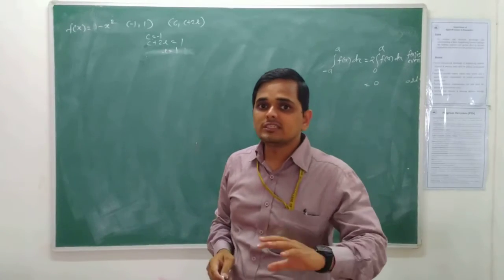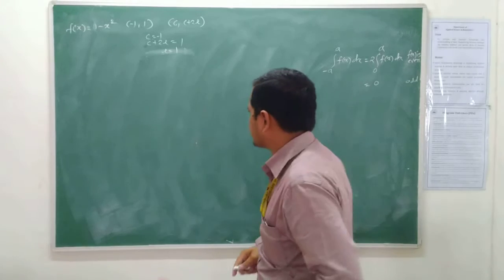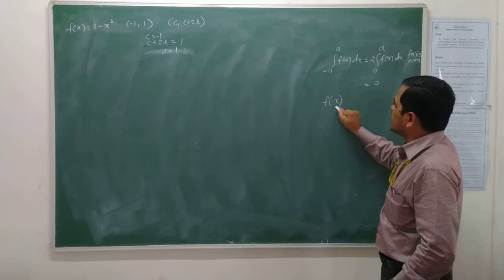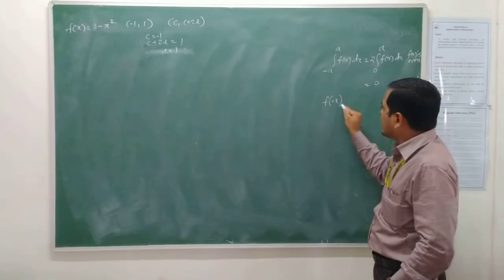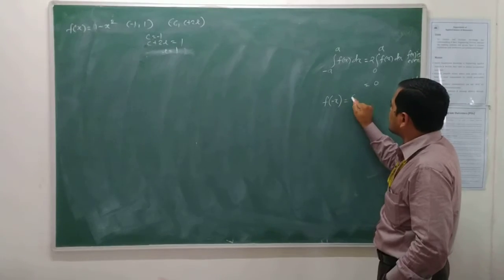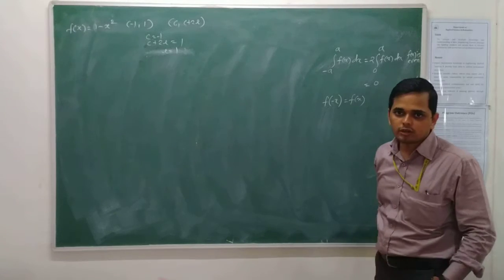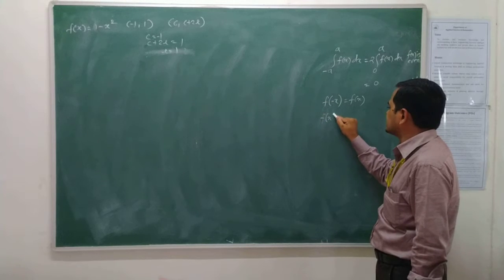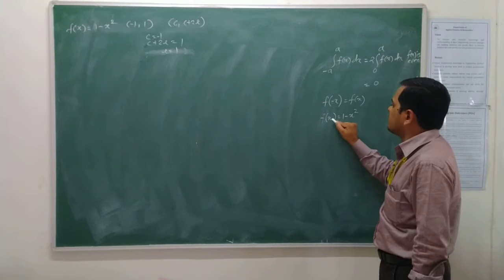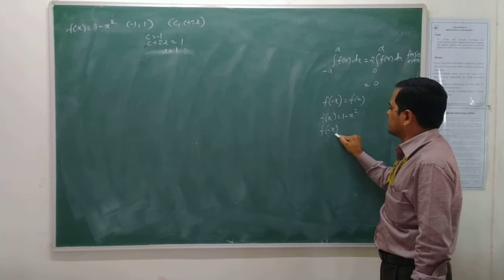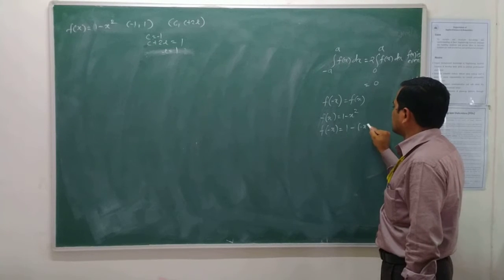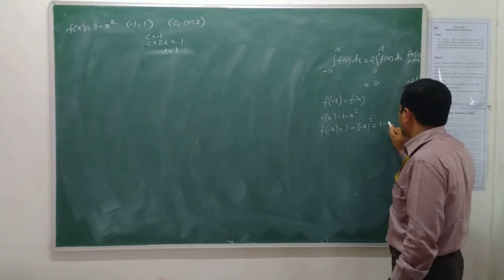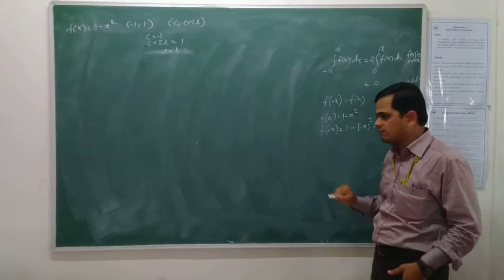Now the question comes how to test an even function and an odd function. Whatever the function is given to us, f of x, replace x by minus x and check whether the value of f of minus x is the same as f of x or not. I'll give a few examples. Here f of x is 1 minus x square. Replace x by minus x. We get 1 minus of minus x square. The square of this minus is plus, so we get 1 minus x square. Hence it is an even function.